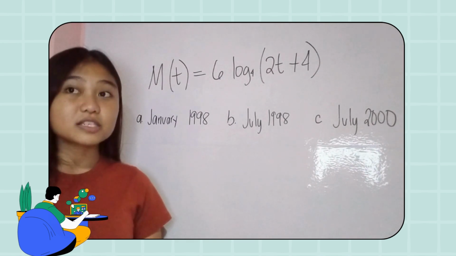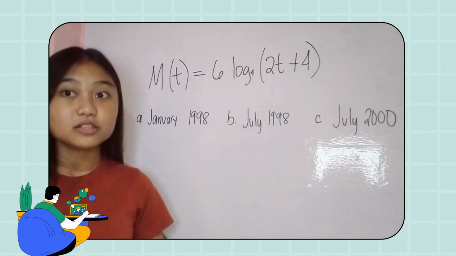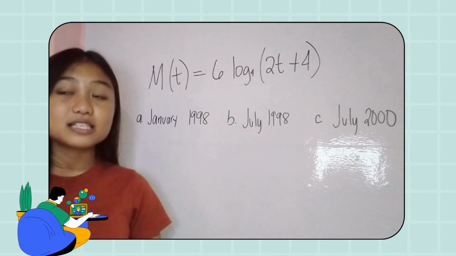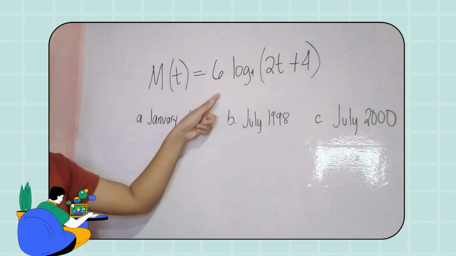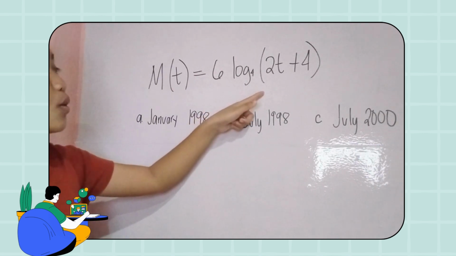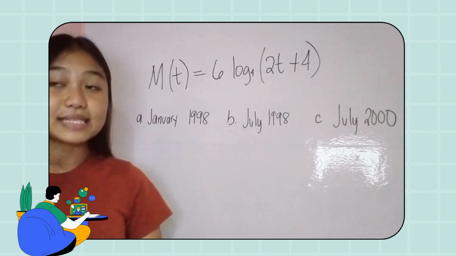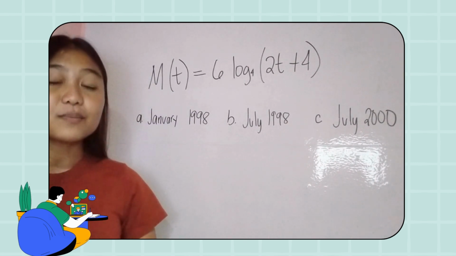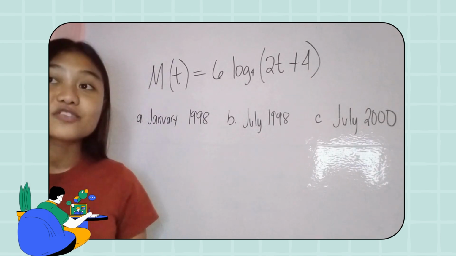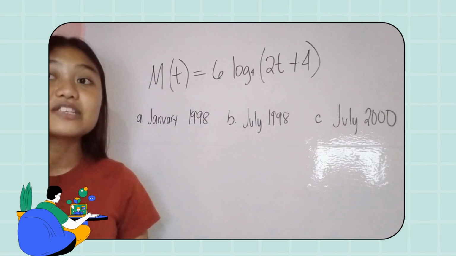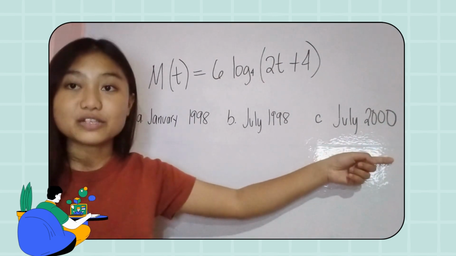Question number 1 tackles a problem that models the number of mice in an old abandoned house over time. The number of mice, m of t, is approximated by this function: m of t equals 6 times the logarithm base 4 of the quantity 2t plus 4, where m of t represents the number of mice in the house and t represents the number of months since January 1998. Specifically, we were asked to find the number of mice in the house during 3 different months: January 1998, July 1998, and July 2000.